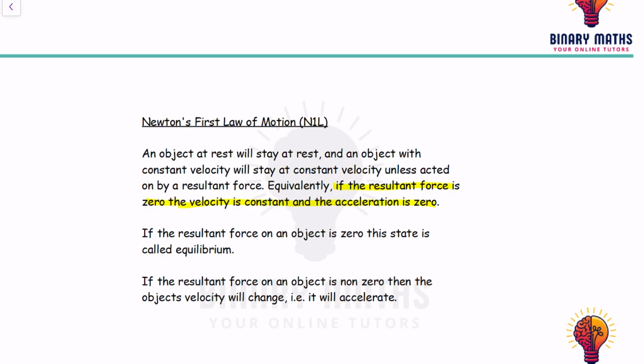If the resultant force on an object is 0, this state is called equilibrium. So if acceleration is 0 and resultant force is 0, we're at equilibrium. If the resultant force on an object is non-zero, then the object's velocity will change, i.e. it will accelerate.